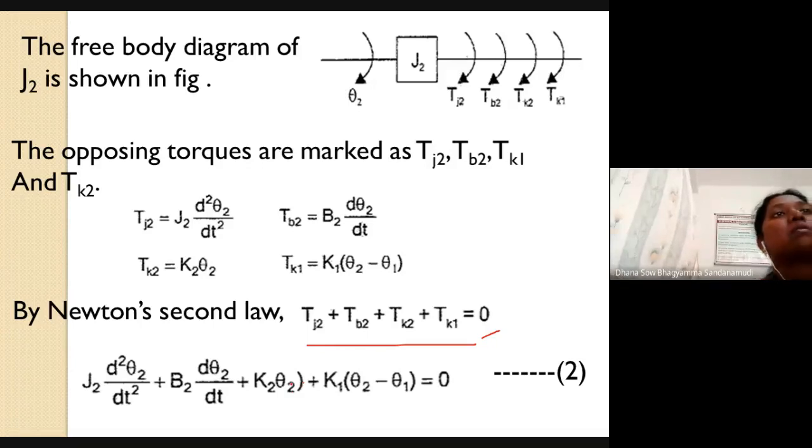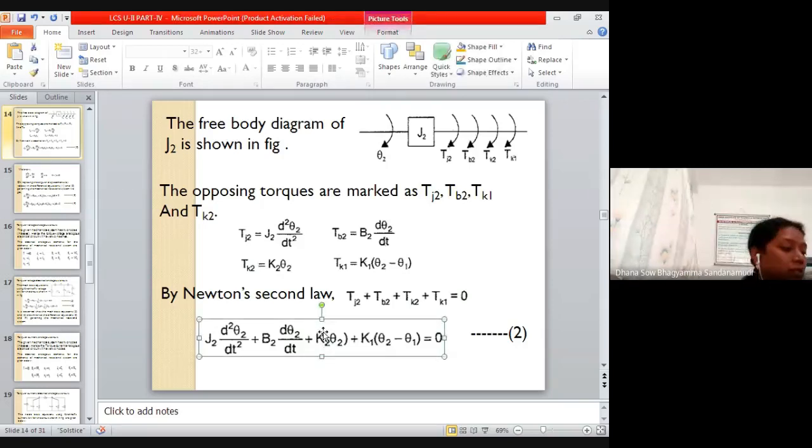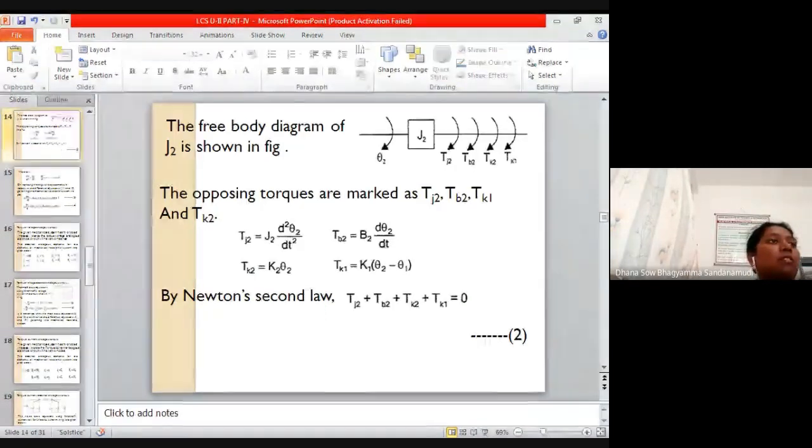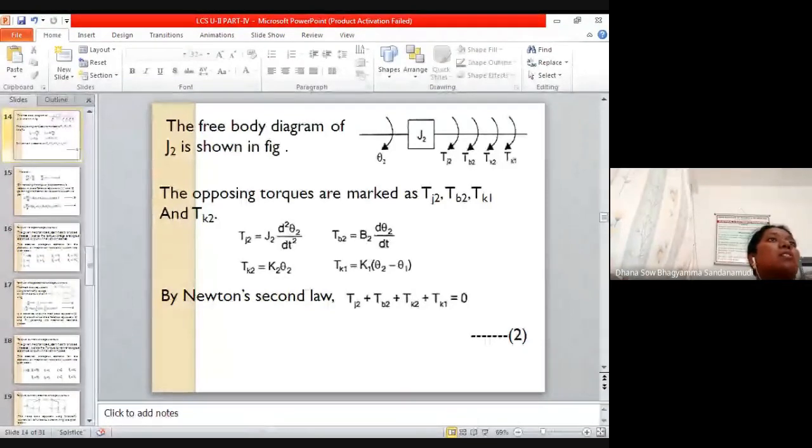Wait, one second. Slide modification. What is this doing here?